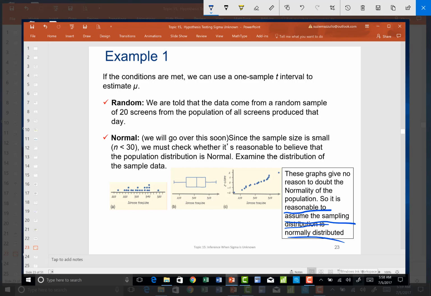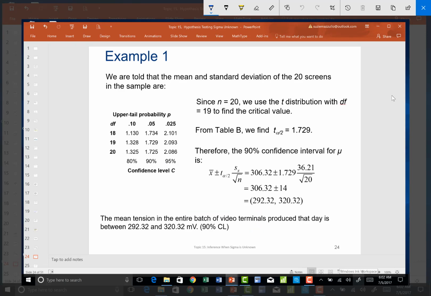So if I've got the raw data and my sample size is less than 20, and it looks relatively normally distributed, I can use my techniques. In this case, since I don't know what sigma is, I have to use the student t-distribution. Now that we've established that our sampling distribution is approximately normally distributed, it's time to look at how we find the critical value. Again, since we don't know the population standard deviation, we have to go to the student's t-distribution.